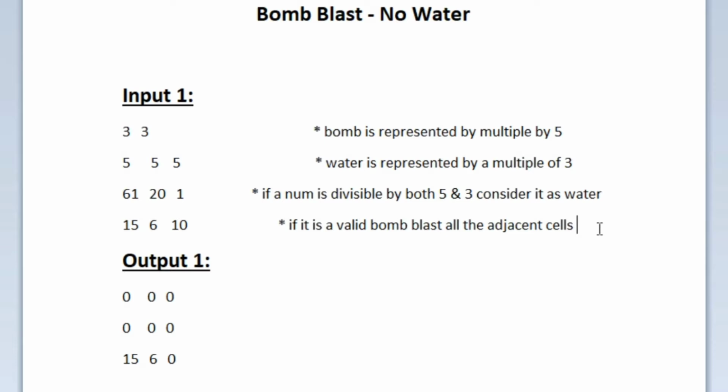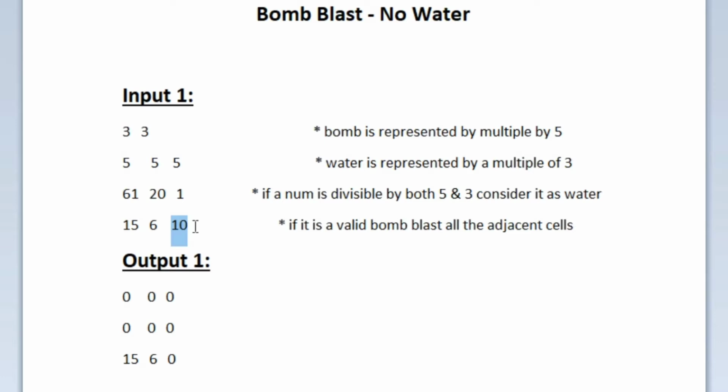So for the given input integer matrix, let us start triggering the integers. It is also given in the question that the integers must be triggered from right to left from the last row. So this is the first integer which we will be triggering. It is 10. So the integer 10 is a multiple of 5, so it should be representing a bomb, and it is also not a multiple of 3. So it is not a water. So this integer 10 is a valid bomb.